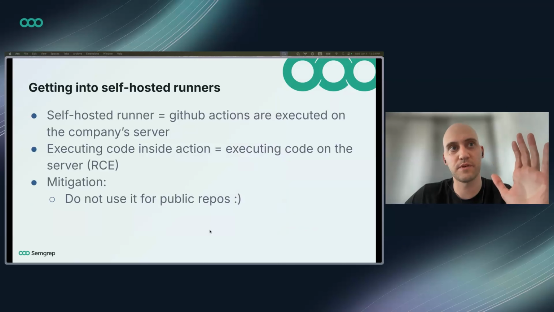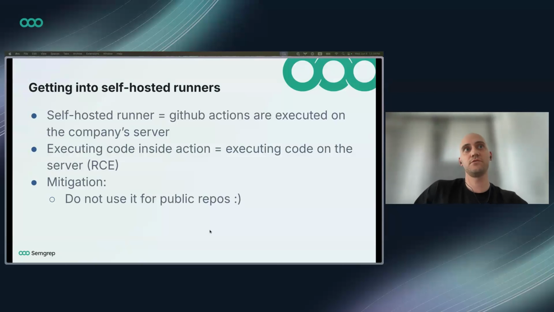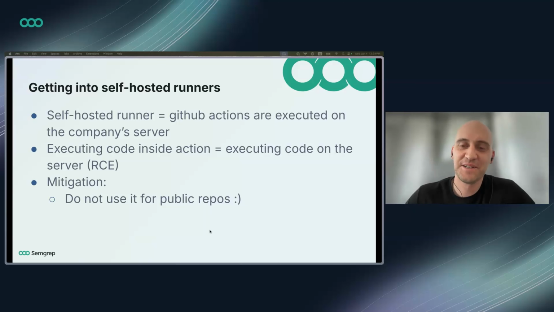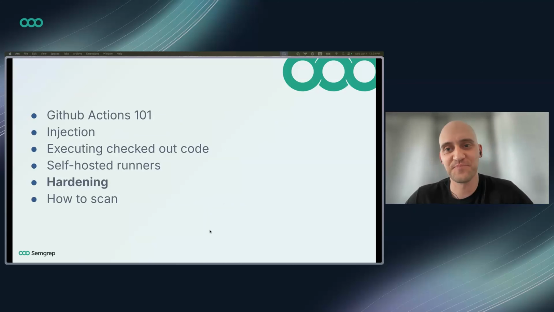What should we learn from this part? Self-hosted runner means GitHub Actions are executed on the company server. Executing code inside an action means executing code on the server, remote code execution in this case. Well, the mitigation will be: don't use it, if you can.